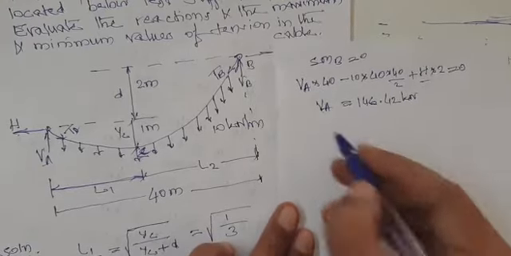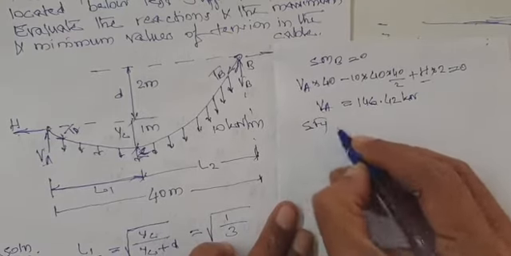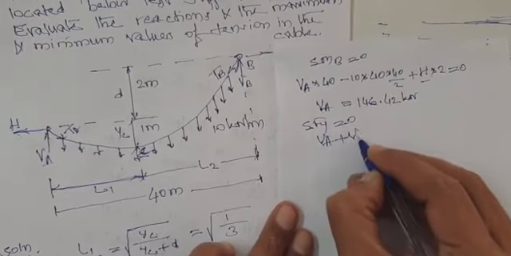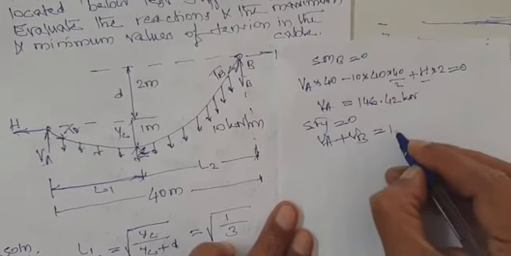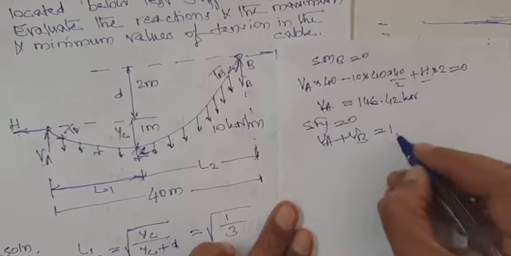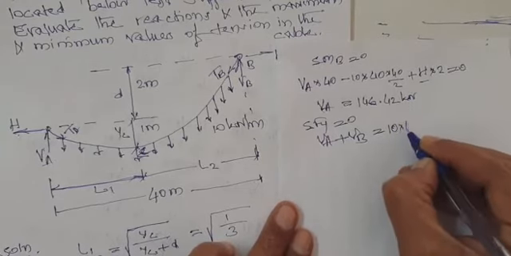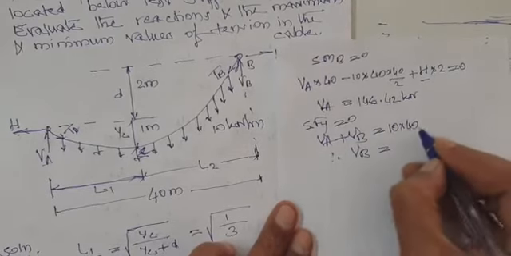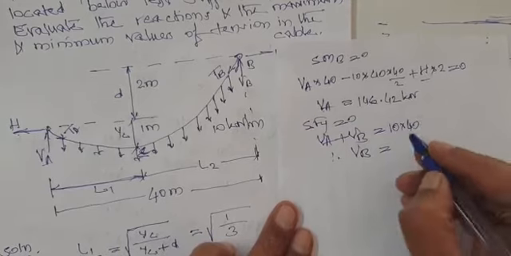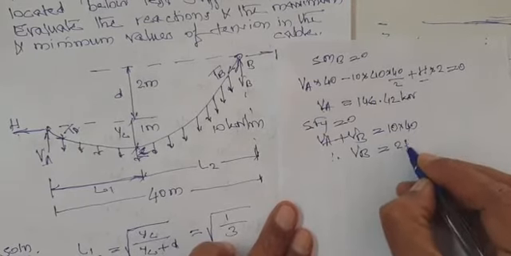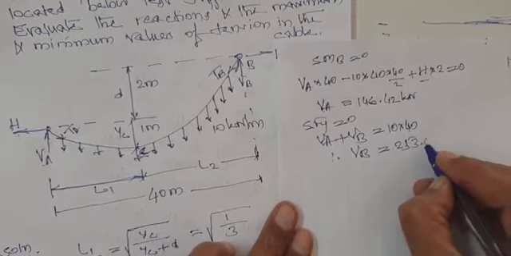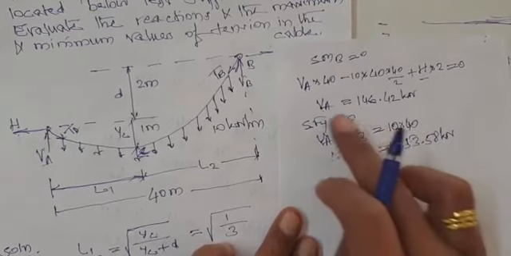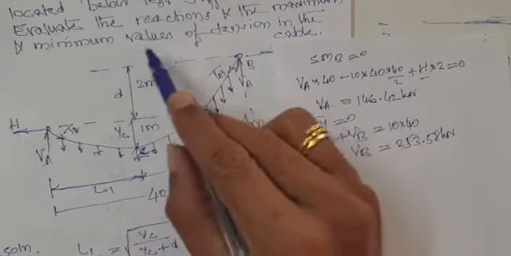Then writing sigma Fy equals 0, you can get the value of VB. That is VA plus VB minus 10 into 40 equals 0. If you transfer the minus, it will be plus on the right side. Therefore VB is equal to 400 minus VA, that is 146.42, which will give you 253.58 kilonewton. So once you get VA and VB, what he has asked here is to evaluate the reactions.